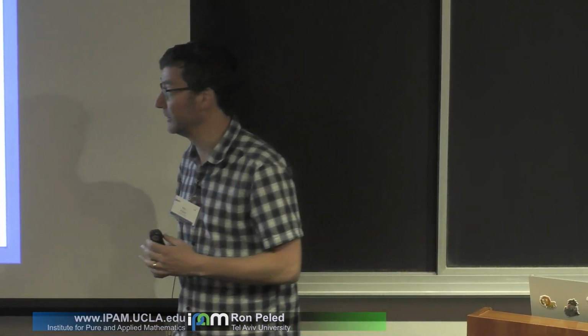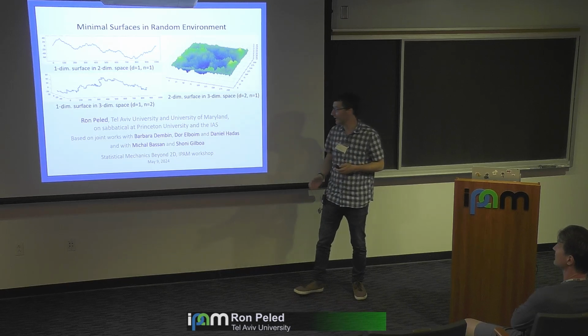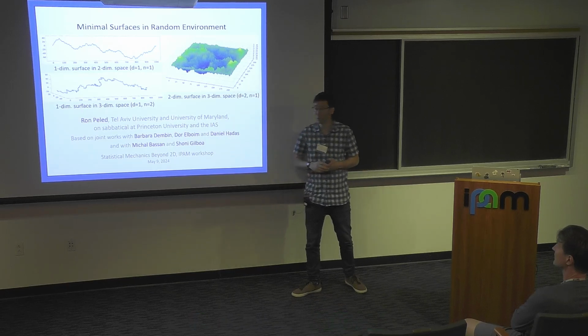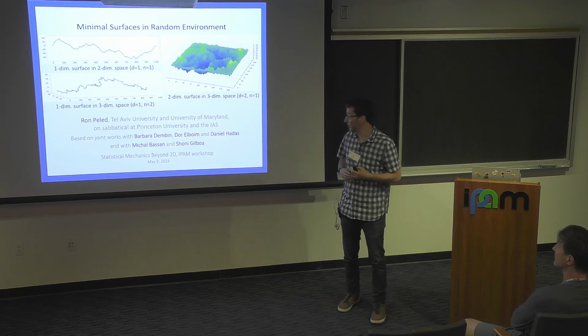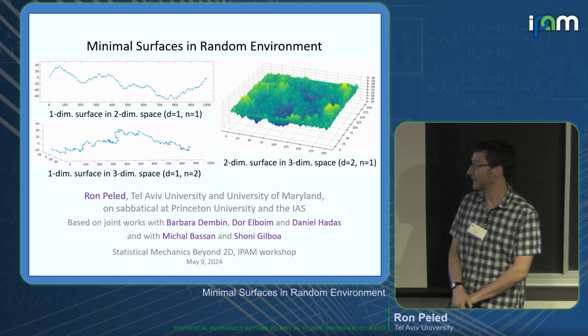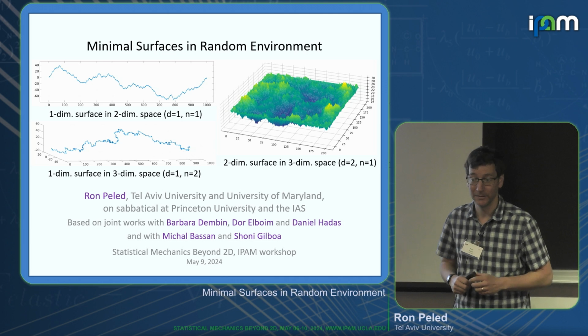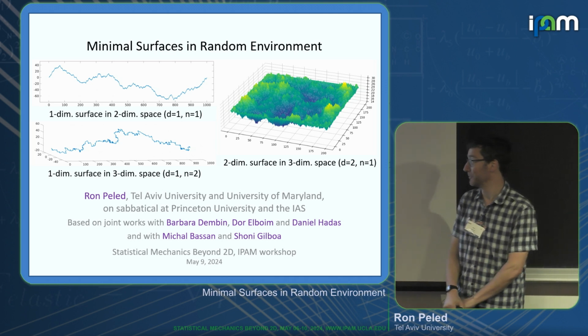I'd like to tell you about work on minimal surfaces in random environment. In this talk, I will discuss two works, one with Barbara Dembin, Dor Elboim, and Daniel Hadas, and one with Michal Bassan and Shoni Gilboa. Dor Elboim is here in this conference too. I'm at Tel Aviv University, but moving next year to the University of Maryland, so a bit closer to here.